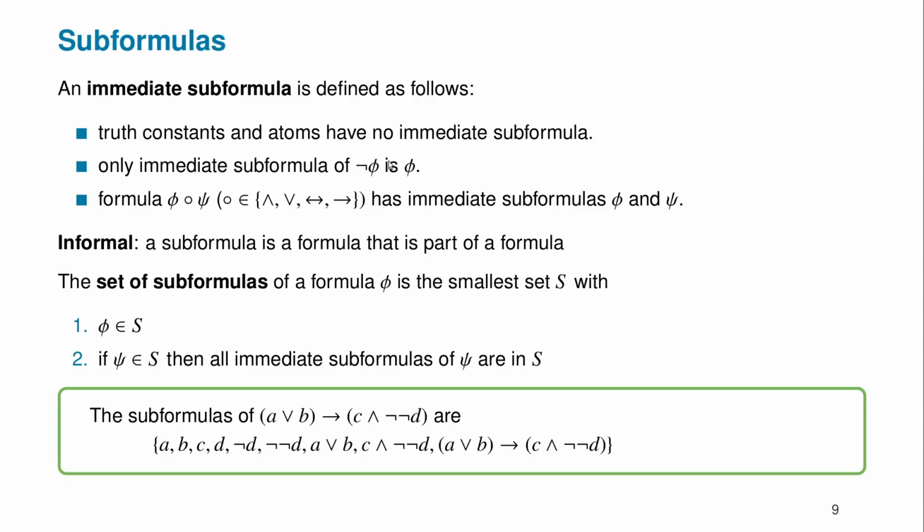Okay, and then we are almost done with the syntax. Just the notion of subformula, which is rather straightforward to define when we have the formula tree of a formula. First of all, let us say what an immediate subformula is. A truth constant and an atom do not have an immediate subformula, so they cannot be further disassembled. And if we have a formula not phi, then this has exactly one immediate subformula, and this is phi. And if we have a formula phi circle psi, where circle stands for conjunction, disjunction, equivalence, or implication, then this formula phi circle psi has two immediate subformulas, phi and psi.